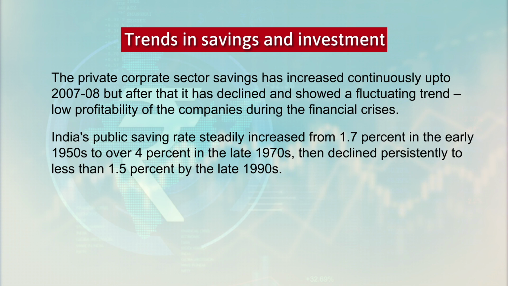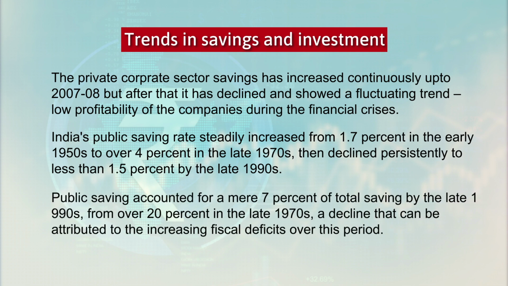India's public savings rate steadily increased from 1.7% in the early 50s to over 4% in the early 70s, and then it started declining persistently to less than 1.4% in the late 90s. Public savings accounted for a mere 7% of the total savings by the late 90s from around 20% in the late 70s, a decline which we can attribute to an increasing fiscal deficit during this period. And in fact, it should be noted that during the year 2000-2001, it was nearly negative.